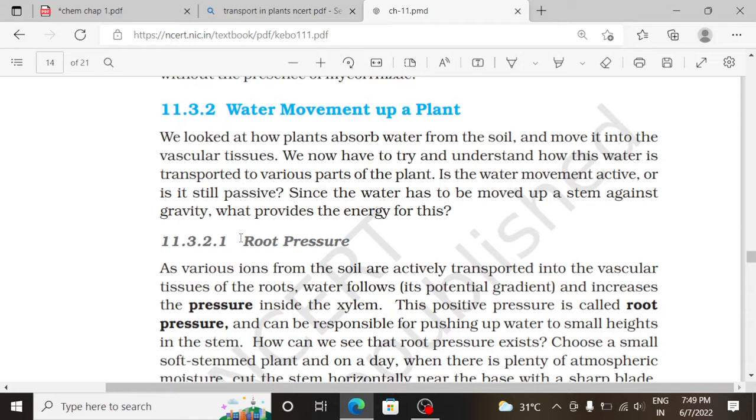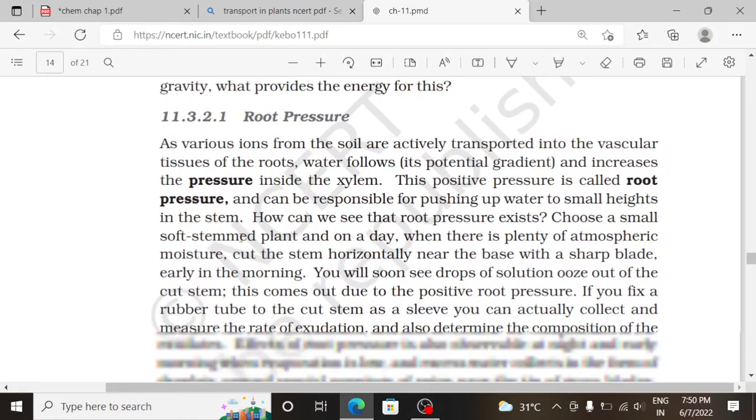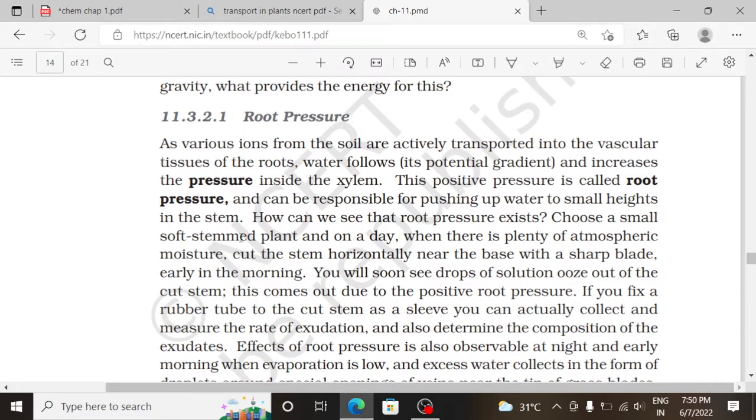Water movement up a plant. We looked at how plants absorb water from soil and move it into the vascular tissues. We now have to try and understand how this water is transported to various parts of the plant. Is the water movement active, or is it still passive? Since the water has to be moved up a stem against gravity, what provides the energy for this? So now we are going to read about root pressure.